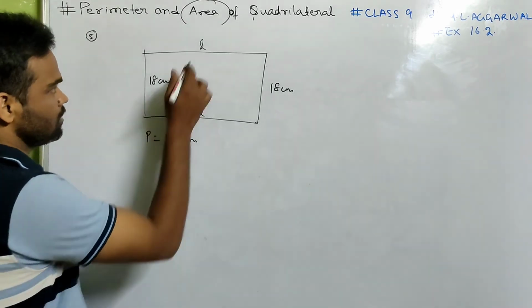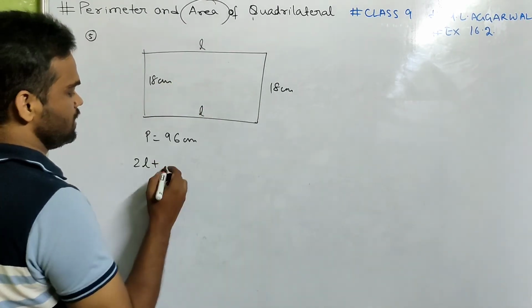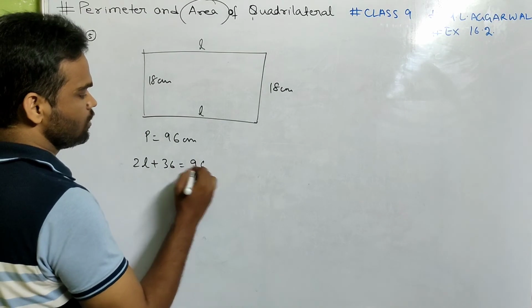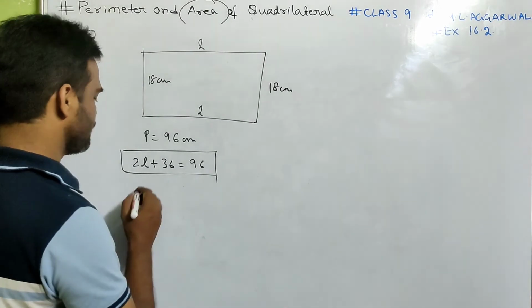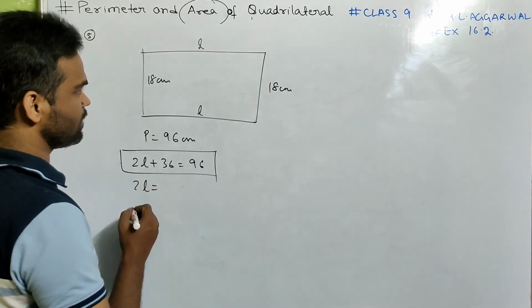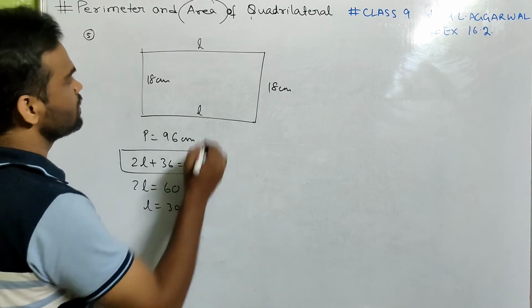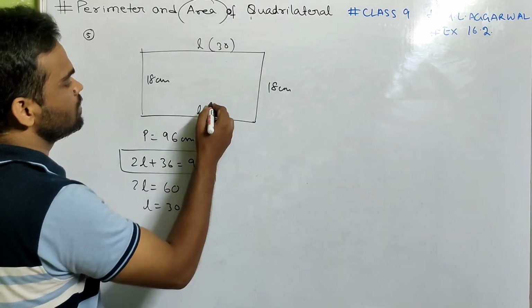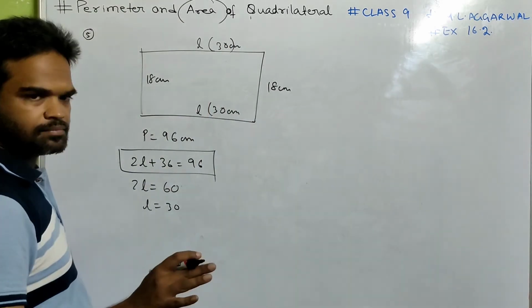We know this L plus L, that is 2L, plus 18 plus 18, that's 36, will be equal to the perimeter, twice of L plus B. Very easy, you know. So 2L is 96 minus 36 is 60. So L is 30. This is 30 centimeter. Done.